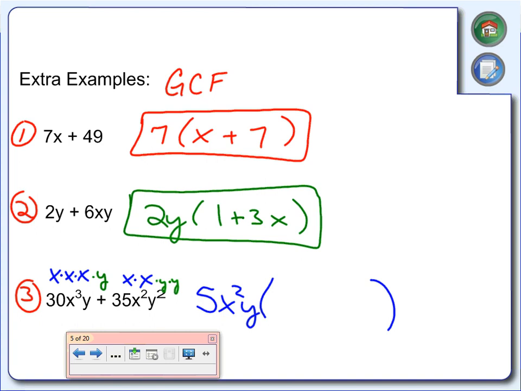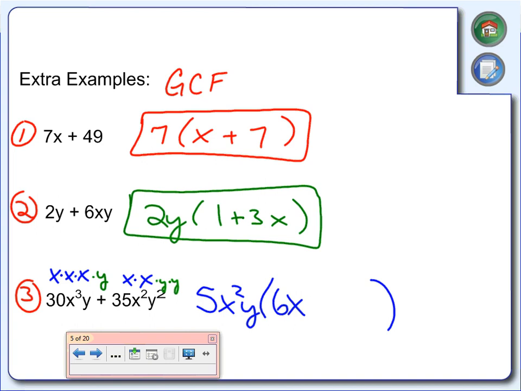5x squared y times what will give me back this 30x cubed y? 6 for sure. And what else? X. Let's just double check that and make sure. 5x squared y times 6x gives me 30. An x squared times x is x cubed. And we still have the y. So that is correct. Now we got to get the last part over here.